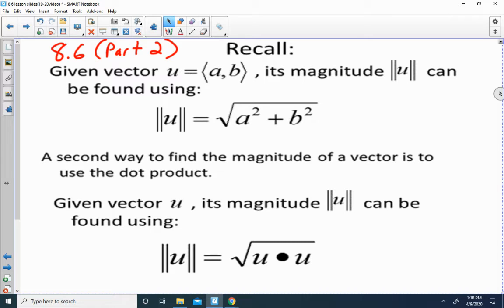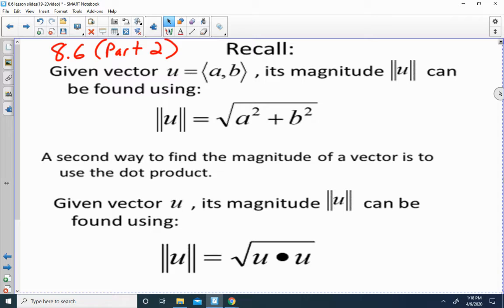Trigonometry, and welcome to part 2 of our video for 8.6, which is the dot product and its uses. In part 1, you learned about the dot product and did some examples on it. I'm pretty sure you guys felt it was pretty easy. But now we're going to talk about how the dot product can be used.